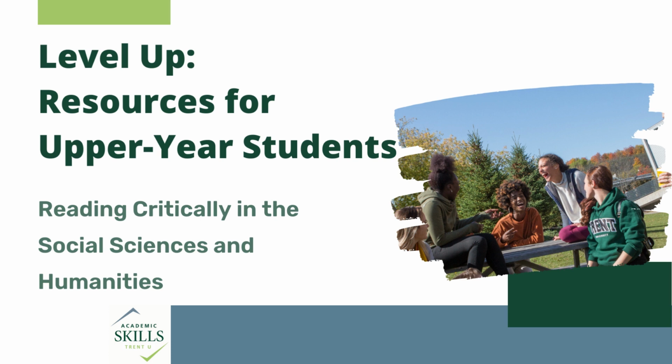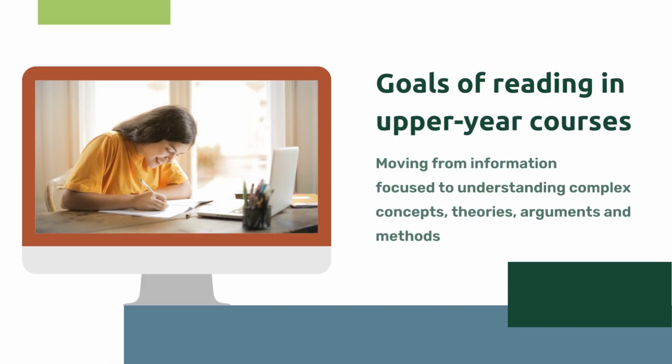In this video, I will discuss reading critically in the social sciences and humanities. The goal of reading in upper year courses begins to move away from an information focus to understanding complex concepts, theories, and methods in your field. You are honing your critical thinking skills and analyzing the ways that evidence is used, analyzed, and interpreted in your discipline. The readings inspire you to want to learn more.